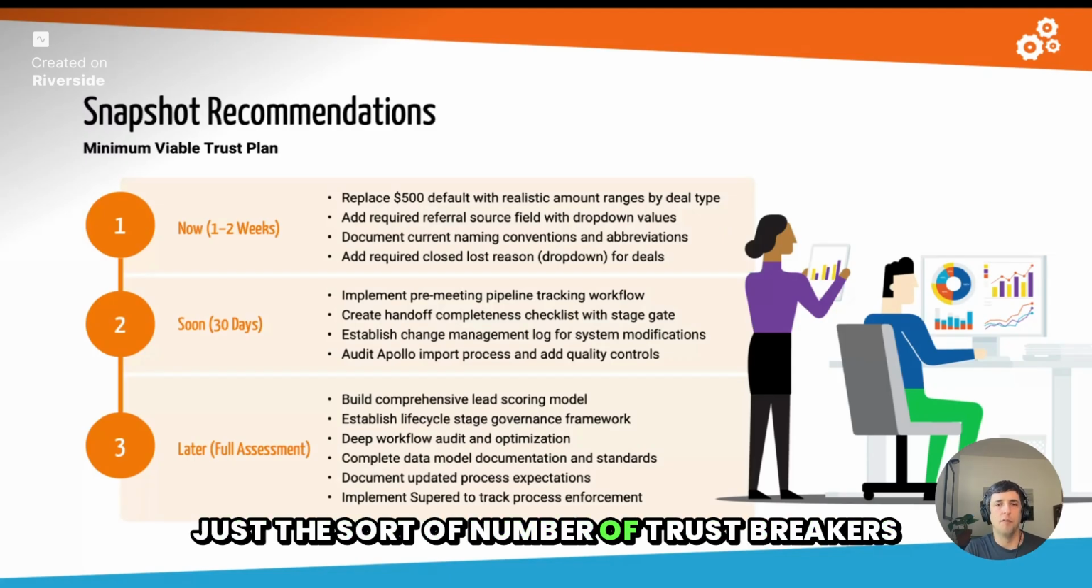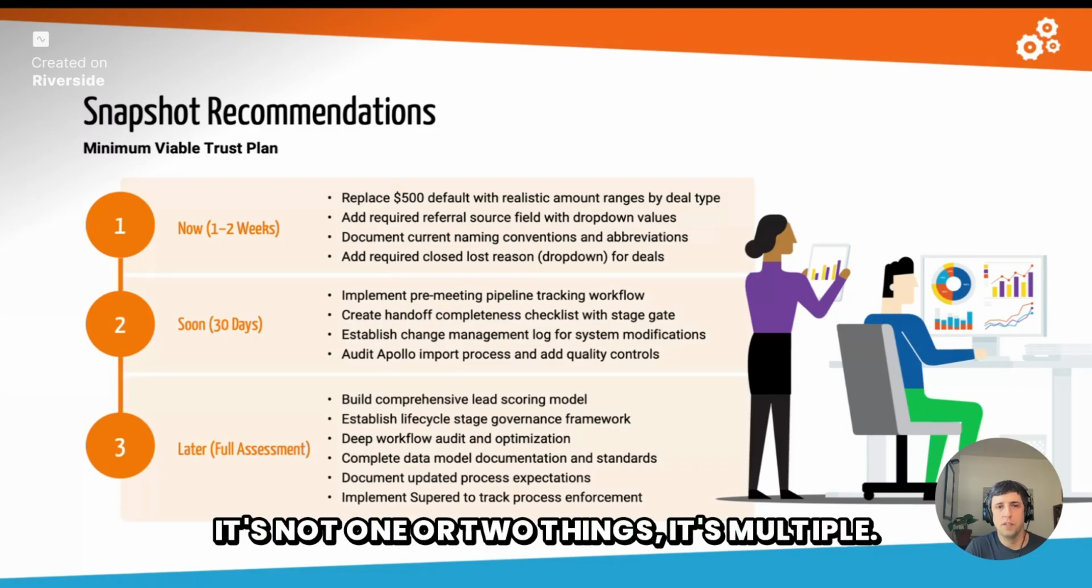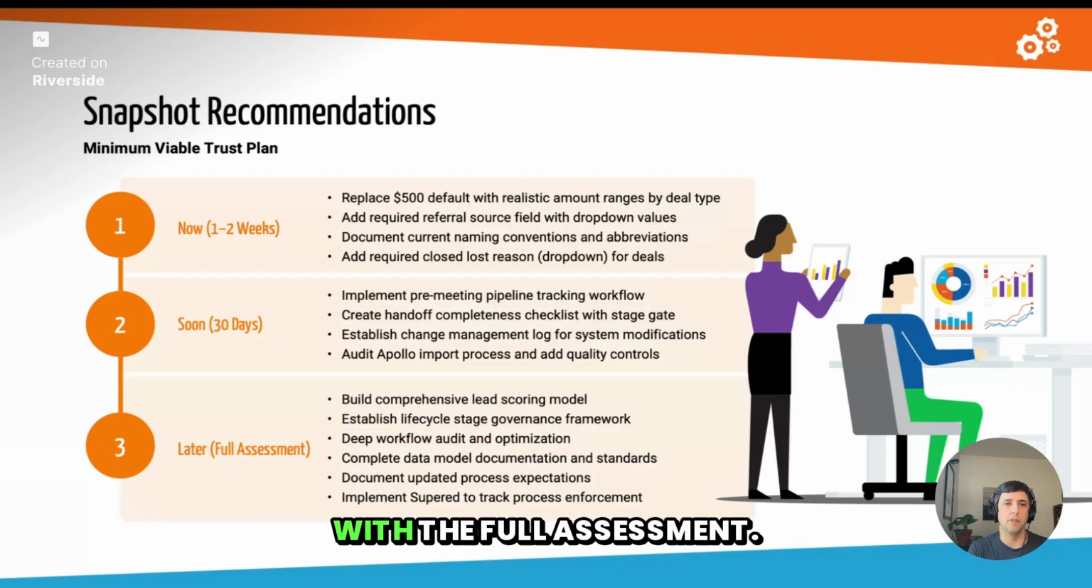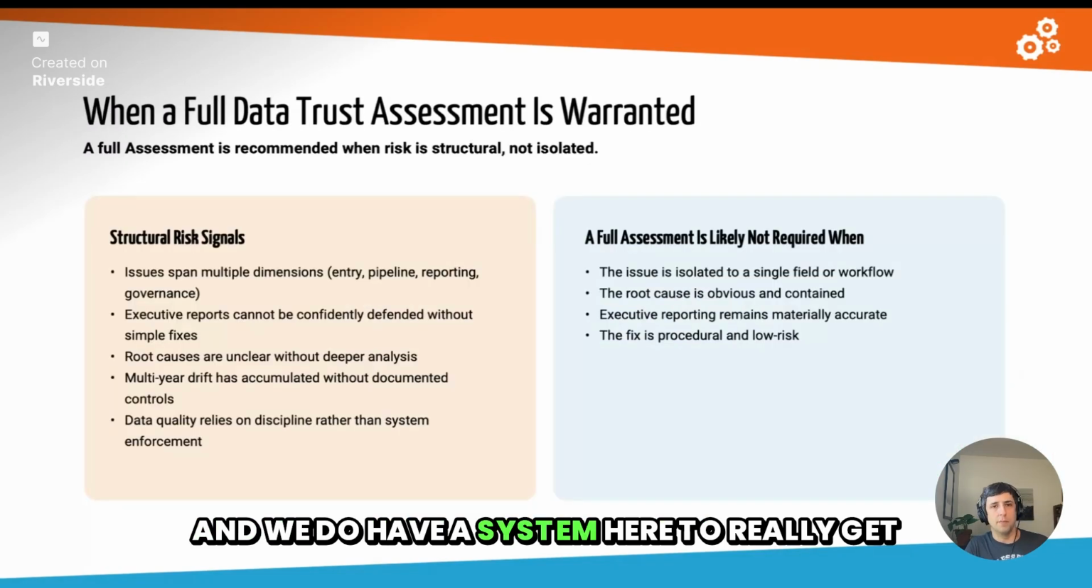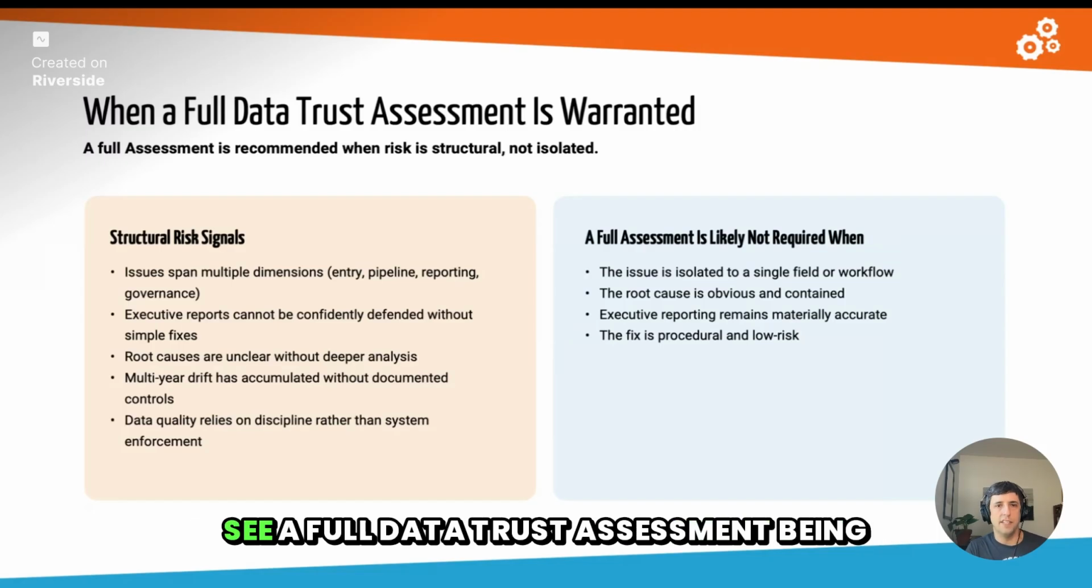And then in this case, we do recommend doing a full assessment based on just the sort of number of trust breakers that we're seeing. It's not one or two things, it's multiple. So we would lay out what would those things be over time that we would want to get into with the full assessment. And we do have a system here to really get into, once the snapshot is complete, do we see a full data trust assessment being warranted or not?